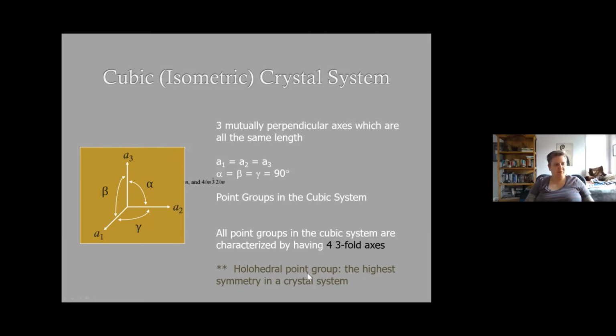And you'll see the term holohedral point group, and holohedral basically means it's the highest symmetry in that crystal system. So in this case, the highest symmetry here is 4 over m bar 3 2 over m. That's the highest symmetry you can get in the cubic system.